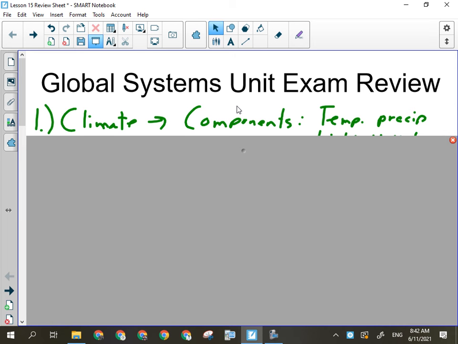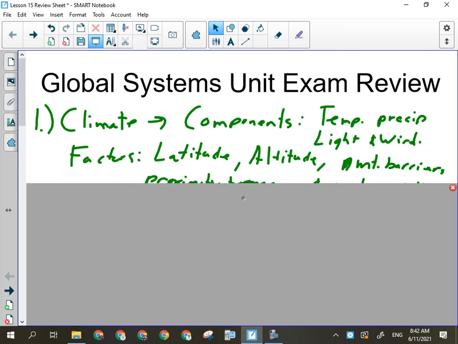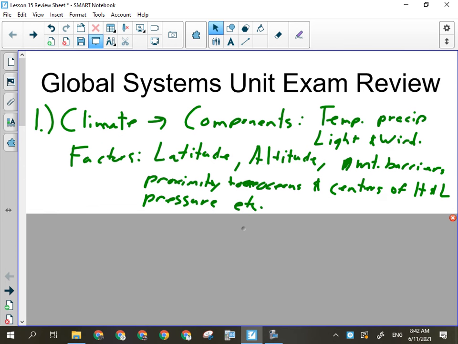Okay. Along with that, you will also need to know the factors that affect climate, because obviously we did an activity on that. Okay, so factors: latitude, altitude, mountain barriers, proximities to oceans, centers of high and low pressure, okay, all those things that we talked about. And we talked about in this class as well how those factors affect certain parts of the country. Okay, or which ones are most important for certain parts of the country.